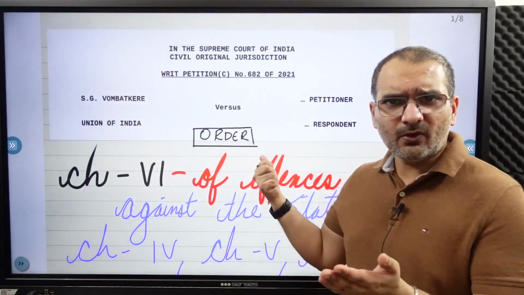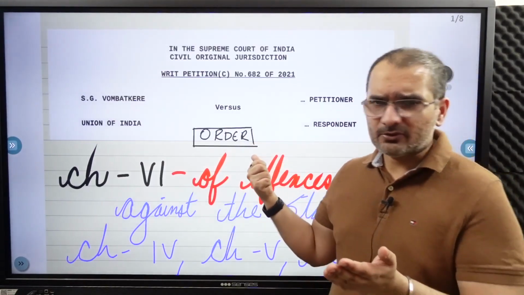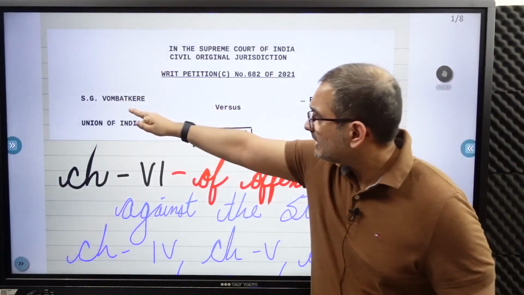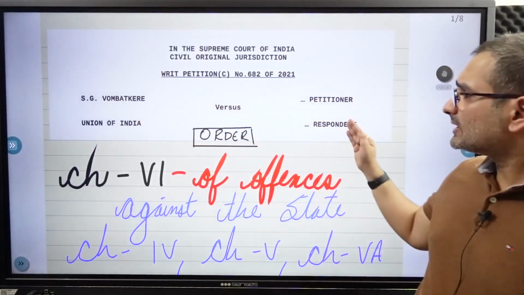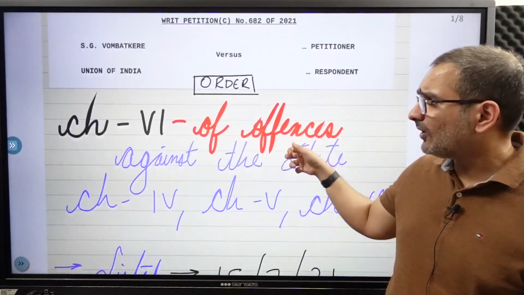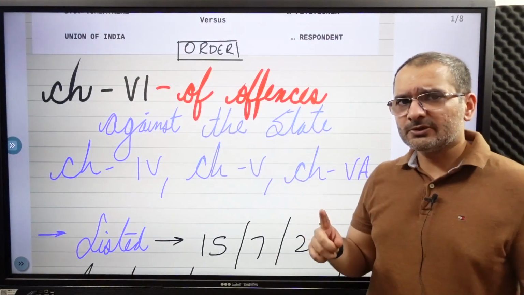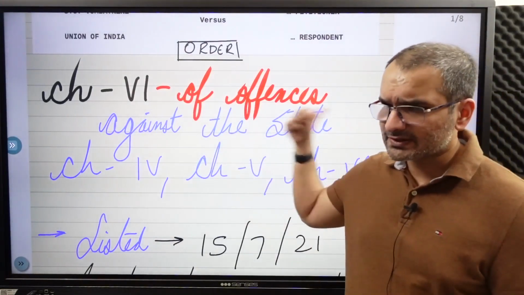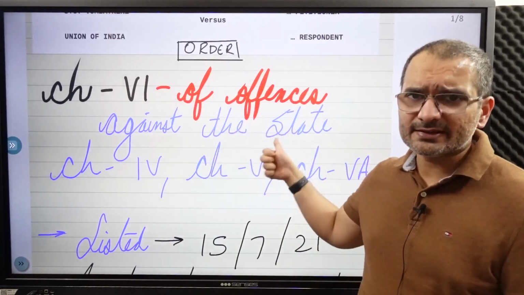Today we discuss the order that has been passed by the Supreme Court on sedition. So first and foremost, the petition's name is SG Vombatkere versus Union of India. So this is a writ petition and an order has been passed. Since we are going to be talking about sedition, we need to know where it's placed in the IPC. So that's Chapter 6, titled Of Offences Against the State.